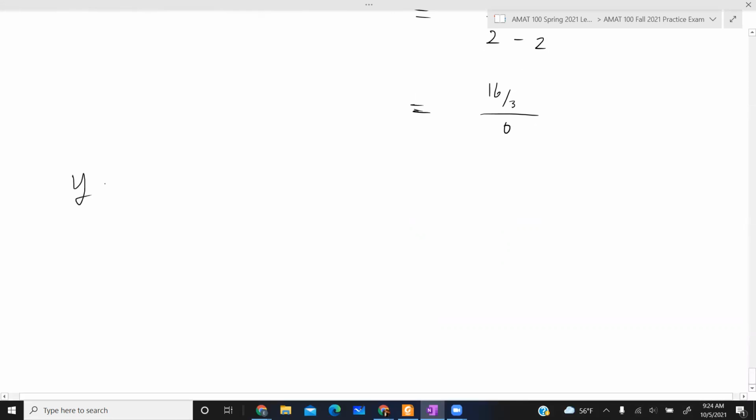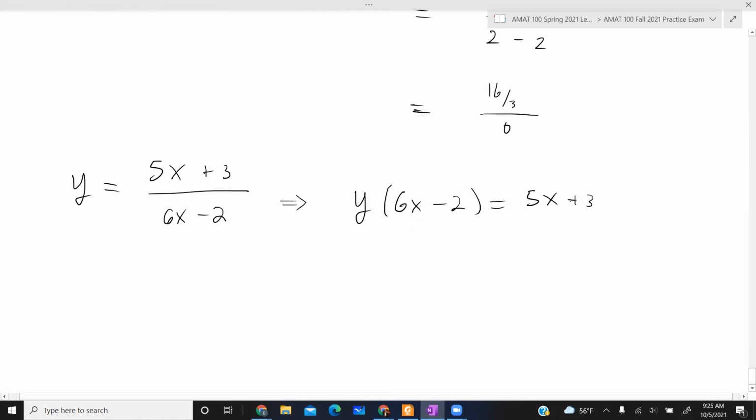How do I do that? Well, I set y equal to the function. And then I get this. And now I'm going to solve for x in terms of y. So you multiply both sides by 6x minus 2. And then I get 6xy minus 2y equals 5x plus 3.